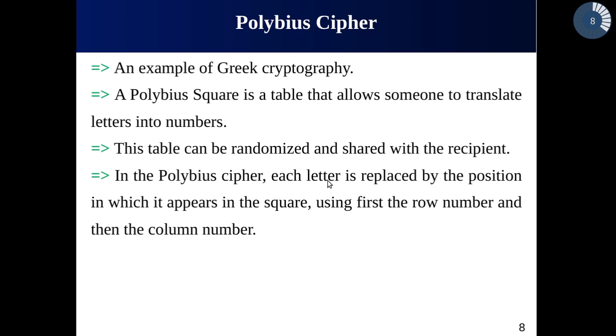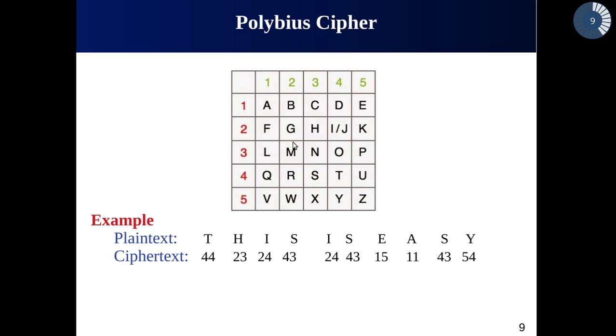The second example that we are going to study is known as the Polybius cipher, and it is an example of Greek cryptography. Actually, they use a square table that allows someone to translate letters into numbers. This is again an example of a substitution cipher, but here, in order to convert the letters of the plain text into cipher text, we have to rely on a table. What does the table have? The table has all the 26 letters of the English alphabet from A to Z. One thing that is important to remember about this table is that as we have only 25 cells, but the total number of letters is 26, so I and J will occupy the same cell.